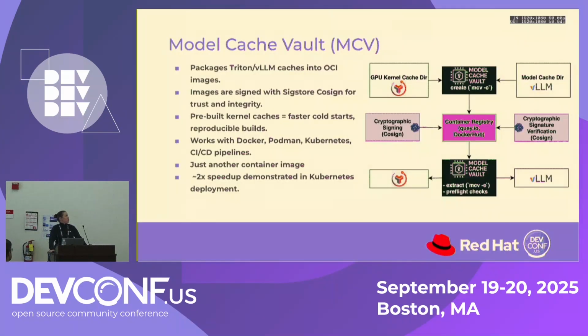So I'm going to talk a little bit about Model Cache Vault, or MCV. MCV is the utility that we use to essentially package Triton or vLLM caches into OCI container images for easy distribution. So what you do is you essentially point MCV at either your Triton cache directory or your vLLM cache directory, and you ask it to create an OCI container image. It will package up that cache in one of those images, essentially using either Buildah or Docker, and then that image is ready to be pushed up to Docker Hub or Quay.